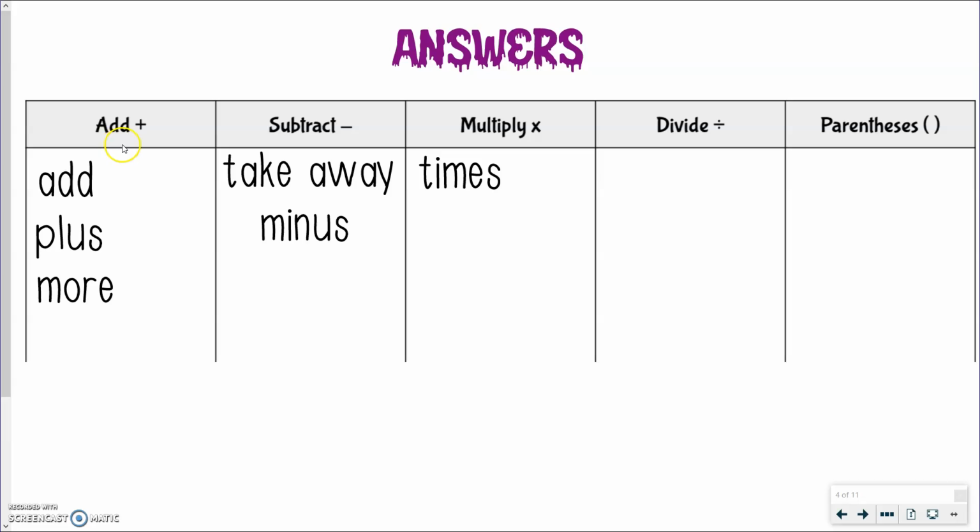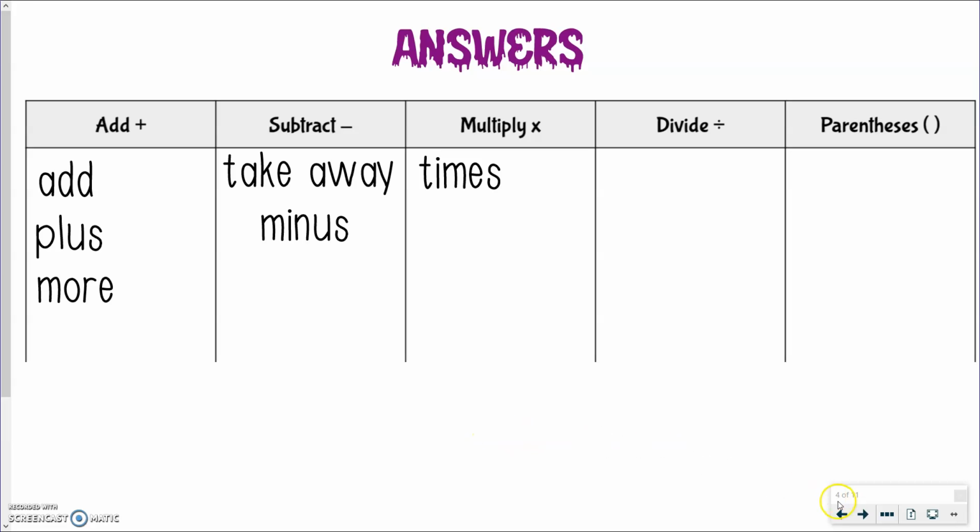So obviously for addition, we're going to have add, and then plus and more. Those are all three words signaling addition if you were to see it written as words, which we'll use later on in this unit. Take away and minus are both subtraction words. So if you take something away, you're subtracting it, and obviously minus. And then times is multiplication. Those all should have been fairly simple for you. We will look at some more difficult ones as we keep going.